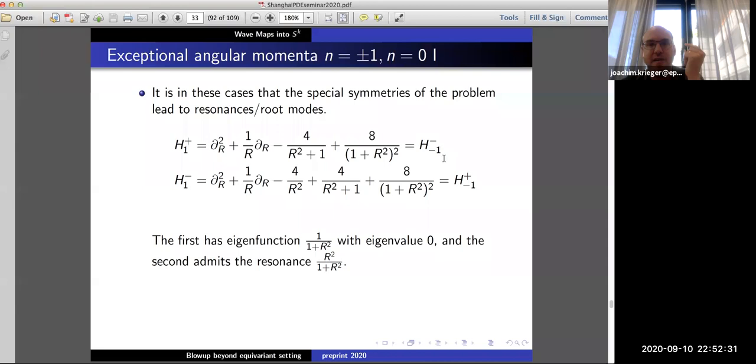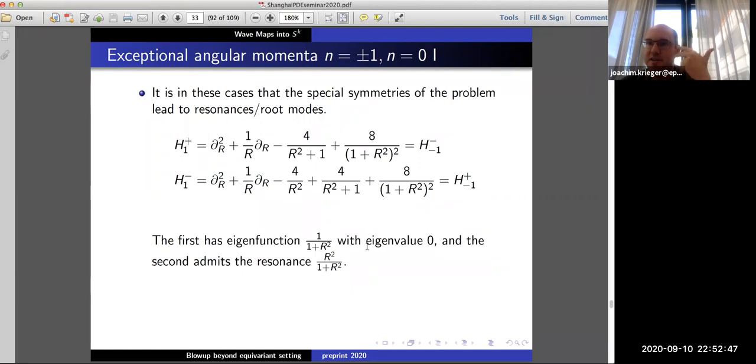And when you put n equal minus 1, then you will get a resonance. And then put n equal 0, of course, then there's also a resonance. So this is where the symmetries manifest themselves. And there you have to do something else. So there you cannot use the original formulation. You again have to use the supersymmetric trick.